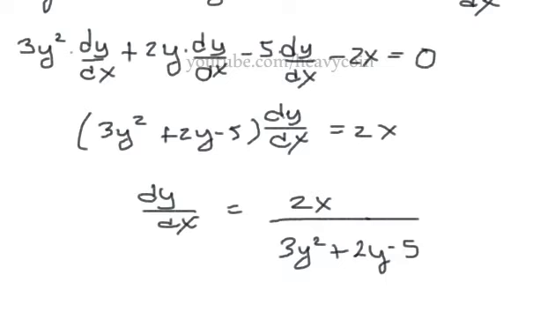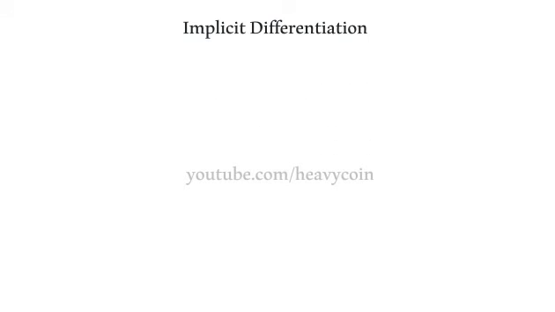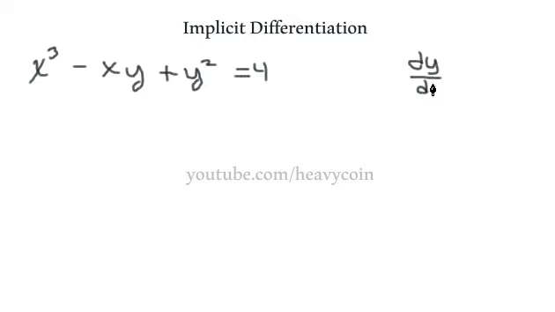Time to look at another one. So let's say that we have x cubed minus xy plus y squared, and that's equal to 4, and we're asked to find dy over dx. So that's what we want to find.